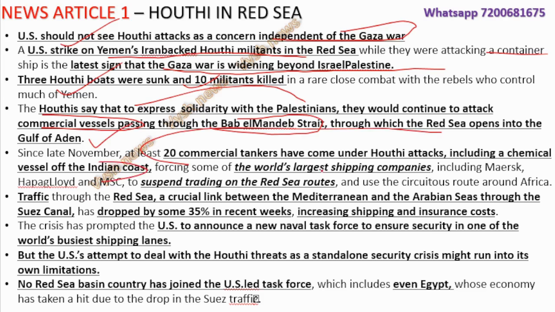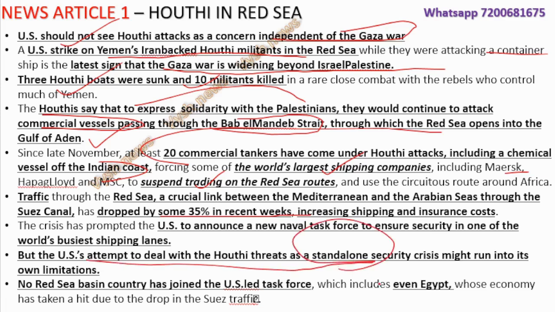So the world's largest shipping companies, okay, company names are not important, they are all suspending trading through the Red Sea route, and this is very, very harmful for everyone in that area. So this point which I told, traffic dropped by some 35% in recent weeks, and USA's attempt to deal with Houthis as a standalone thing is a problem.